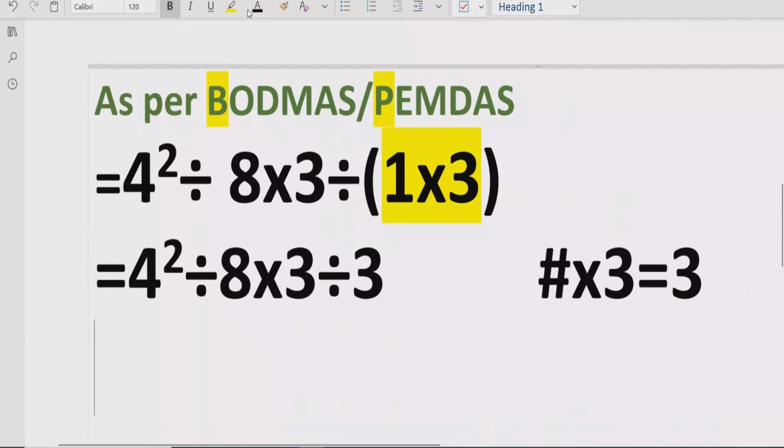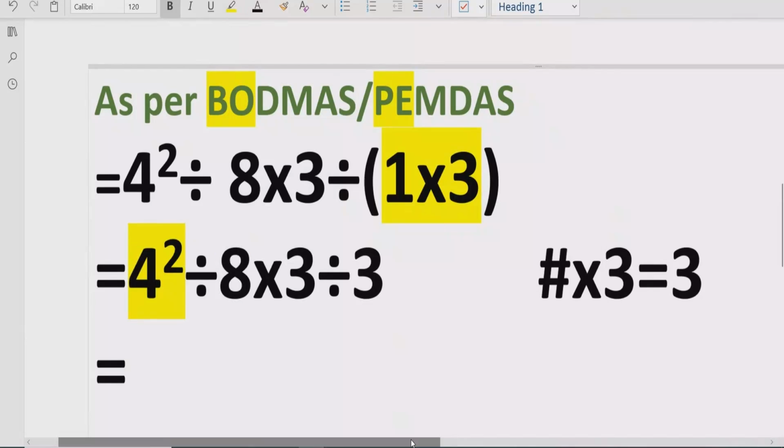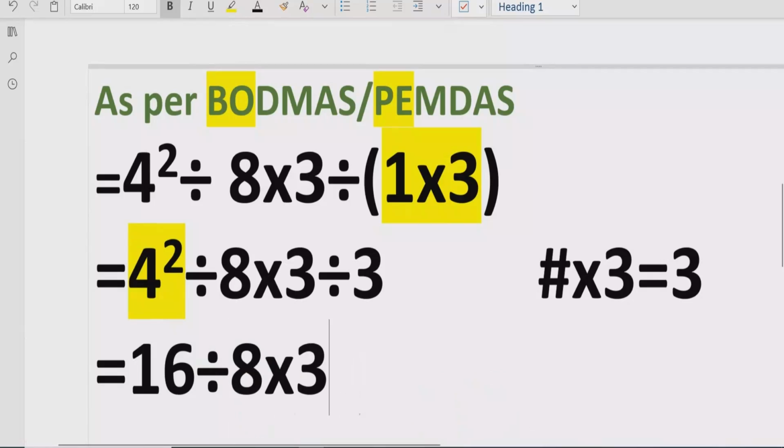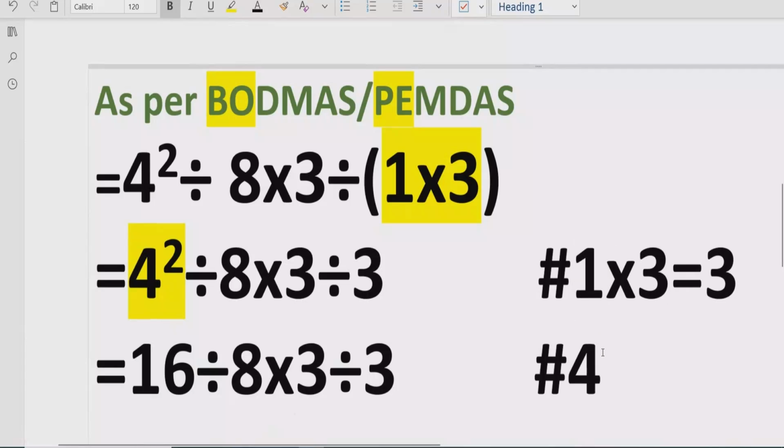Now move forward to step number 2. We have to solve the exponent part or order of operation. So now we have 4 raised to power 2. This one we have to solve: 4 multiplied by 4 which is equal to 16, and divided by 8 multiplied by 3 divided by 3. We will write here as it is. And here we have to give the reference: 4 raised to power 2 equals 16.